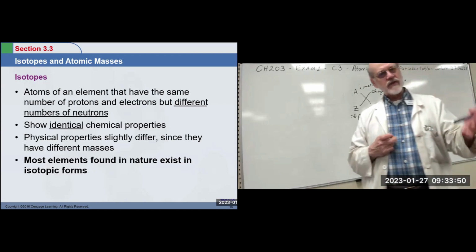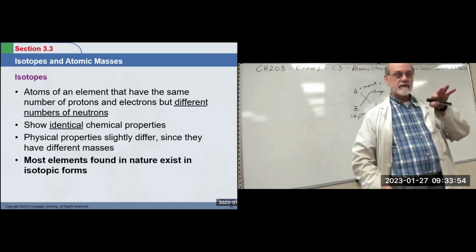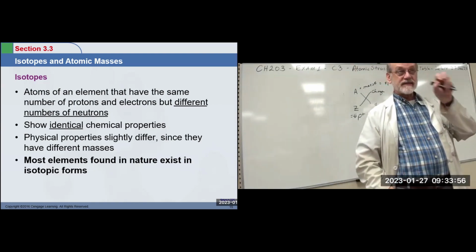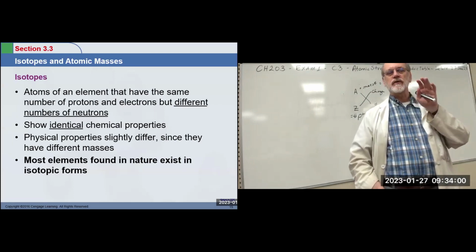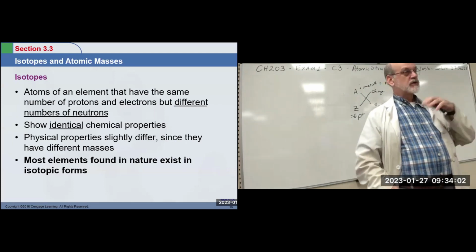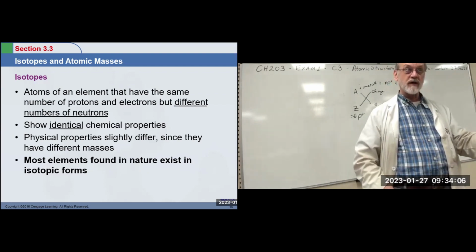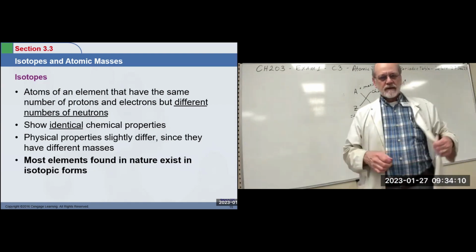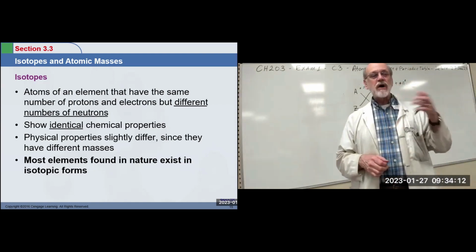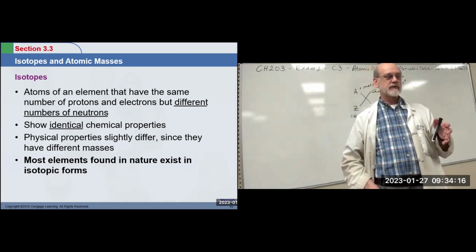So the chemistry is due to the electrons, and isotopes of the same element are due to the change in number of neutrons. So you can change the number of neutrons and you've got the same element because you have the same number of protons. So most elements in nature exist in different isotopic forms.